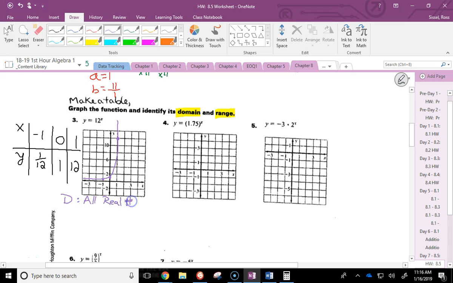All real numbers. Another way, instead of writing all that out, is it looks like that. It's like 2 R's, all real numbers. My range on this one, y is greater than 0. Okay. Everything here has to be greater than 0.